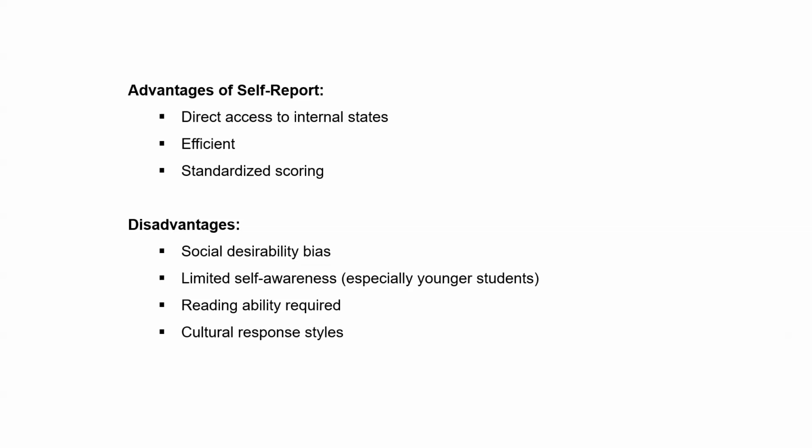What are the disadvantages? Social desirability bias is there. Limited self-awareness. We don't know, especially the younger students don't know about it. Reading ability is required for the small ones, even in schools, they should be able to read and understand. Otherwise, it will misguide the student or give a wrong idea of the student. Cultural response styles are there, cultural influence like that.